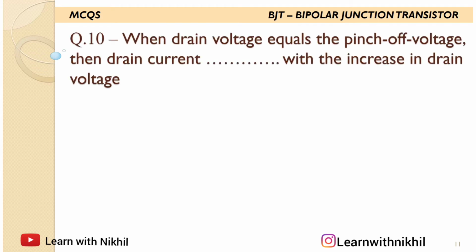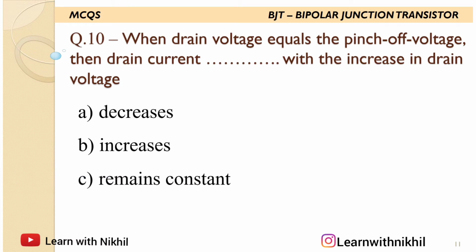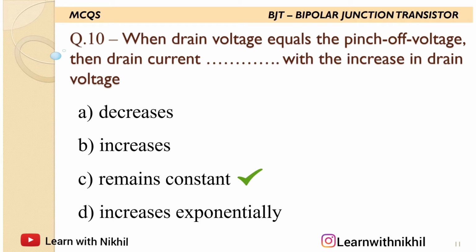Next question. When drain voltage equals the pinch off voltage, the drain current dash with the increase in drain voltage. So as you know, drain voltage is VDS, drain current is ID, and VP is known as pinch off voltage. So A. decreases, B. increases, C. remains constant, or D. increases exponentially. So when the drain voltage equals the pinch off voltage, the drain current remains constant.